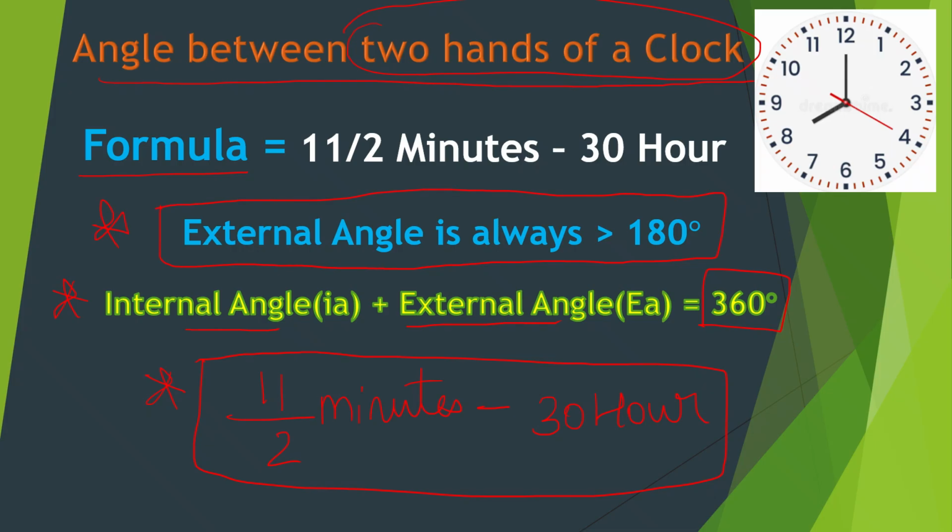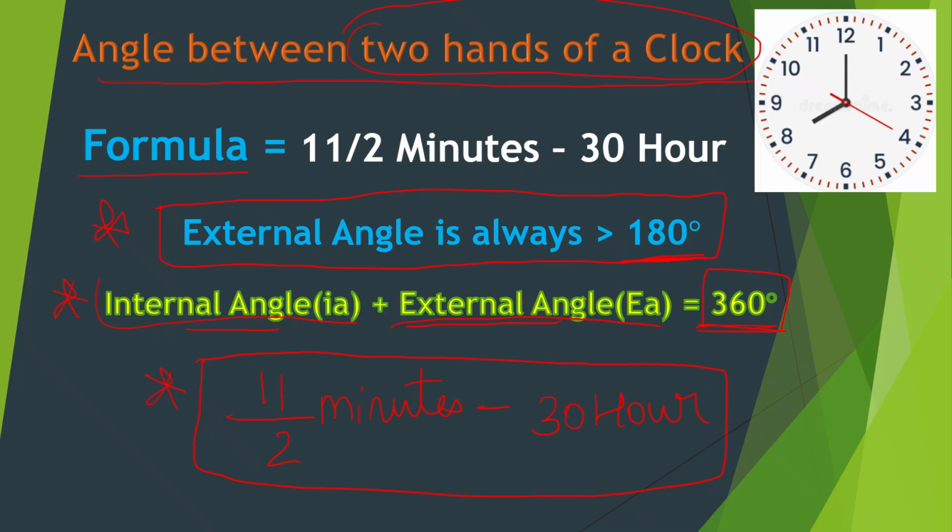Take a note down of all the formulas as and when we solve the questions, it will be understood for you all. External angle is always greater than 180 degree. So if an angle comes less than 180 degree, then you have to subtract it from 360 degree. Why? Because internal angle plus external angle is equal to 360 degree. Understanding? So please take a note down of this.